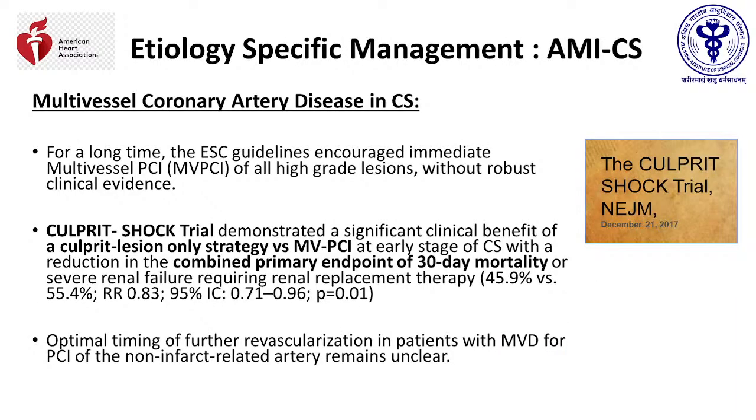In patients with multivessel coronary artery disease, for a long time the guidelines used to say that immediate PCI of all the high-grade lesions was suggested. However, the CULPRIT-SHOCK trial, published in NEJM 2017, says that there is improved 30-day mortality with only the PCI of the culprit lesion, also known as the PCI of the infarct-related artery. The optimal timing for the non-infarct related arteries, which have a significant high-grade lesion, is not defined across papers. However, the AHA recommends doing it within the next 60 days.